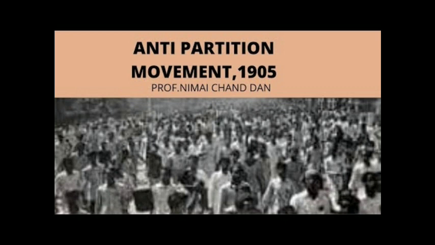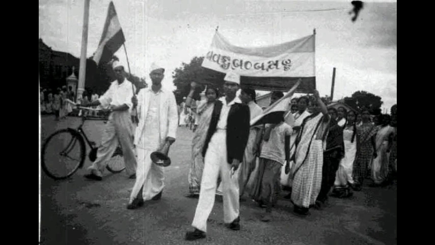Lala Lajpat Rai of Punjab, Bal Gangadhar Tilak of Maharashtra and Bipin Chandra Pal of Bengal were three prominent leaders during the Swadeshi period and were referred to as the Lal Bal Pal triumvirate. Punjab, Bengal and Maharashtra emerged as the hotbed of militant nationalism during the Swadeshi movement. In South India, Tuticorin became the most important location of Swadeshi activity with the launch of the Swadeshi Steam Navigation Company by V.O. Chidambaranar.